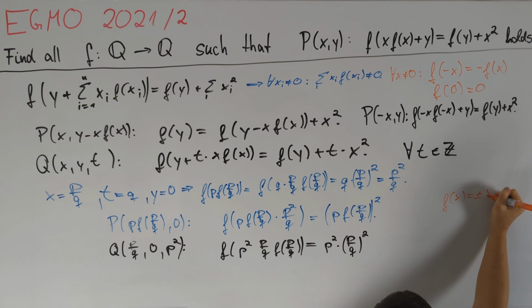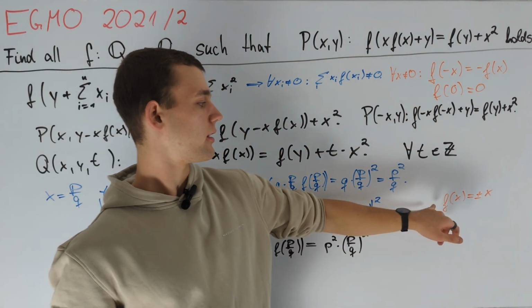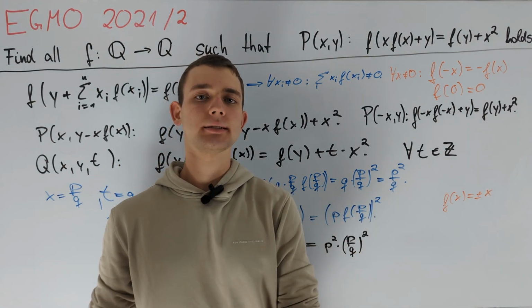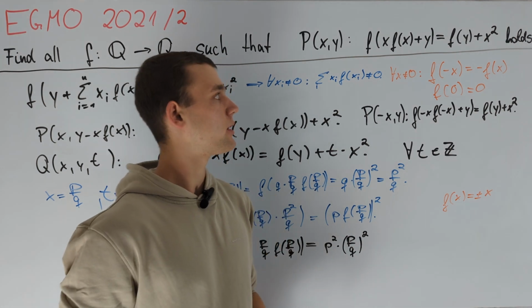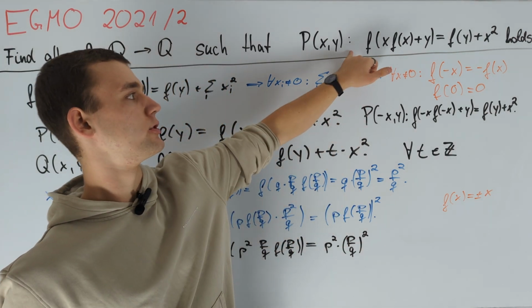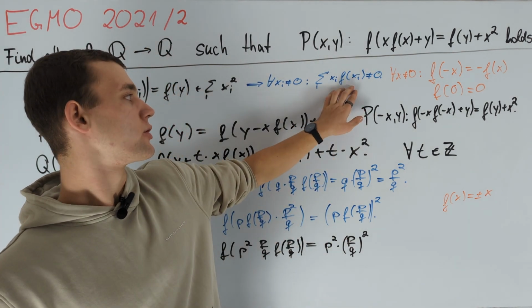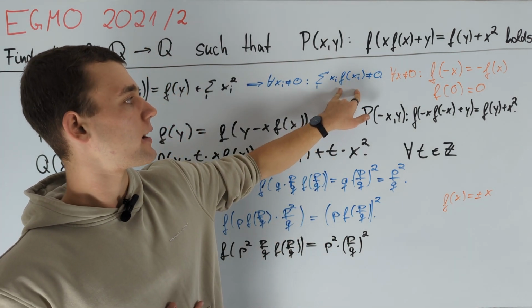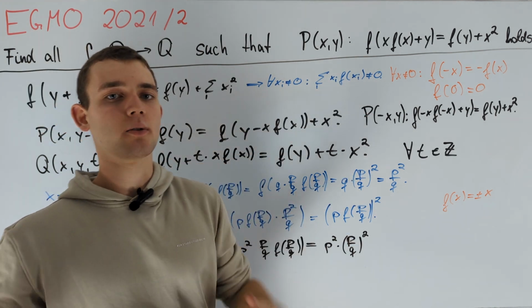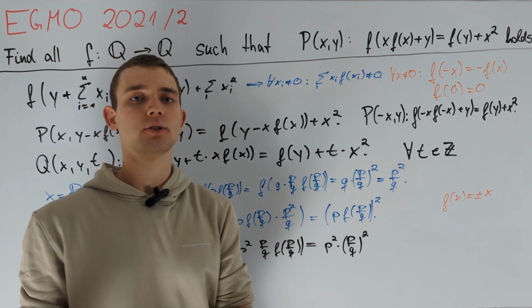The last step is to show that f of x either always equals plus x or always minus x. Both of these are indeed solutions to our functional equation. And here I want to remind you of the initial intuition that we got, that x f of x is either always positive or always negative, which we use to finish the proof.